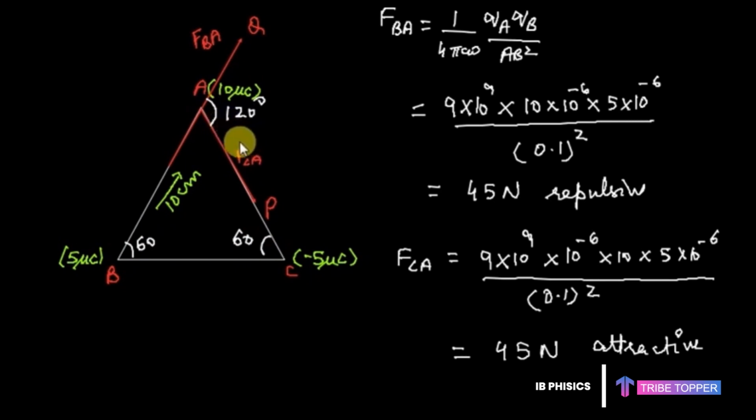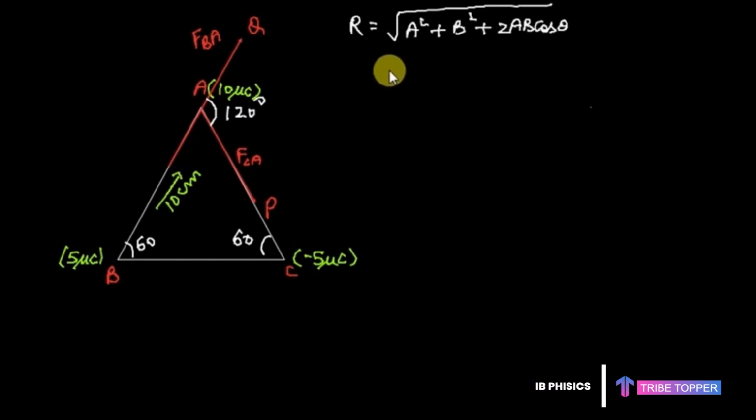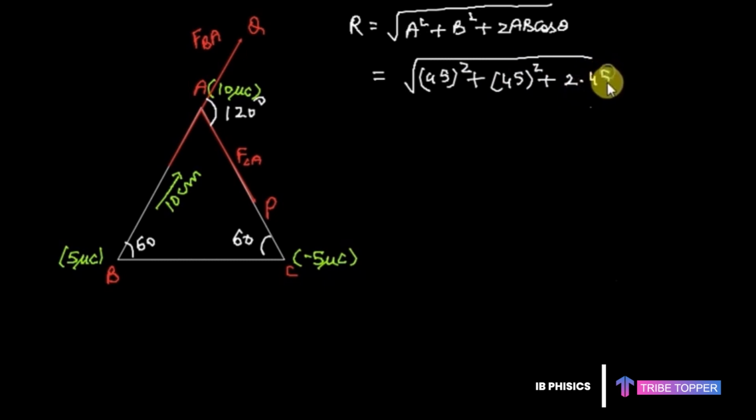Now we apply the formula for the resultant force using vectors. So let's find out the resultant force using the values 45 Newton, 45 Newton and the angle of 120 degree between them. The formula for the resultant of two vectors is a square plus b square plus 2ab cos theta, so the resultant force on 10 microcoulomb is going to be 45 square, that's the first force square, plus the other force is also 45, so 45 square, plus twice of 45 and 45 and cos of 120.